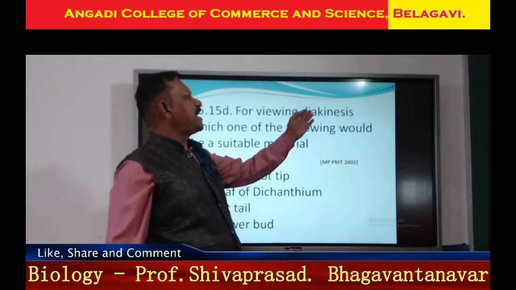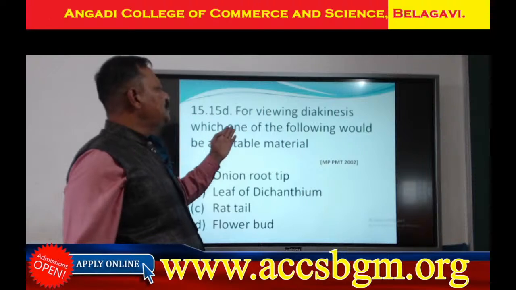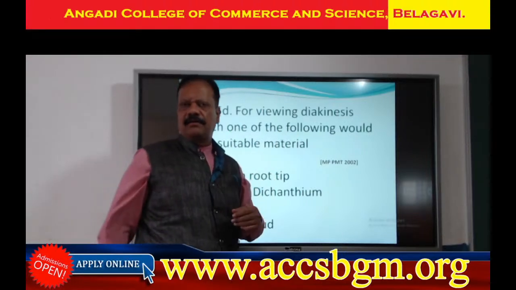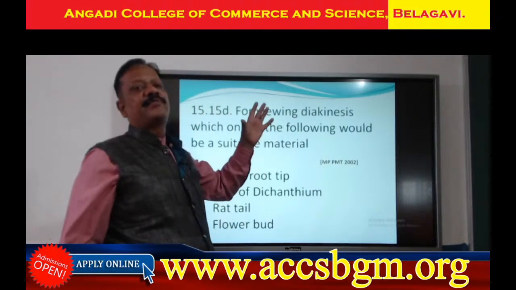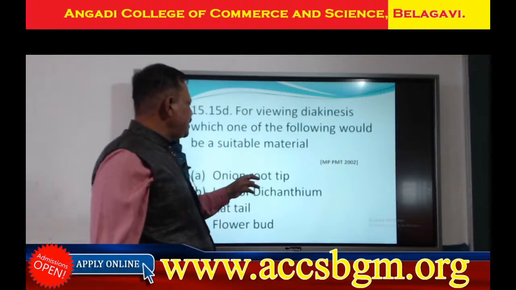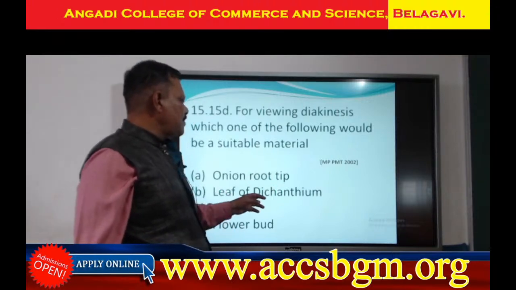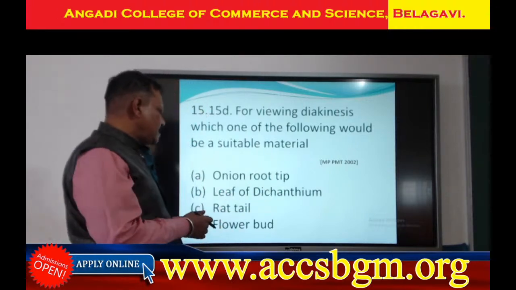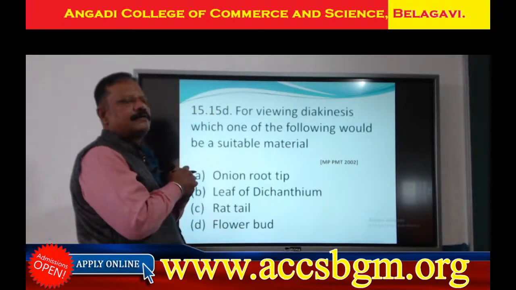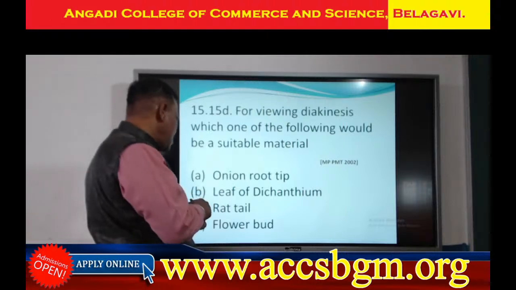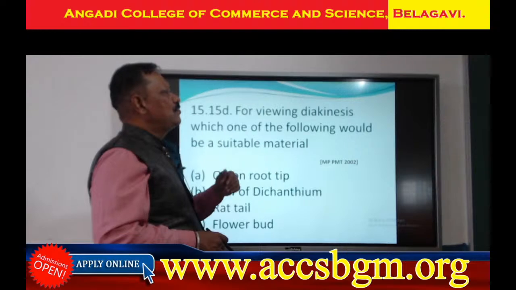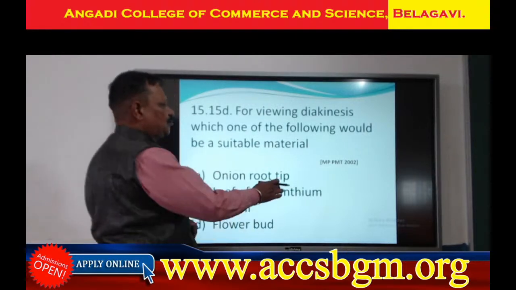For observing diakinesis, which one of the following would be a suitable material? Okay, which material is very suitable to observe diakinesis? Just see, onion root tip, leaf of Dicentra, rat tail, flower bud. Here, the correct option is option B, flower bud. In the case of a flower bud, we can view diakinesis. Next one.